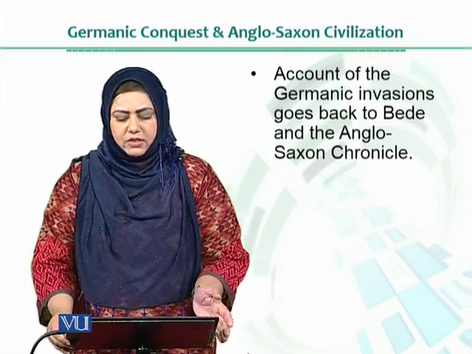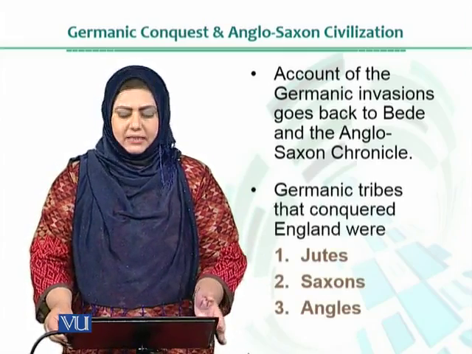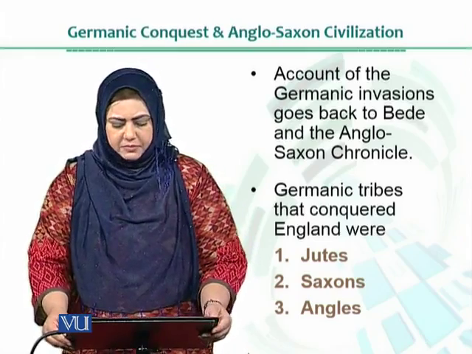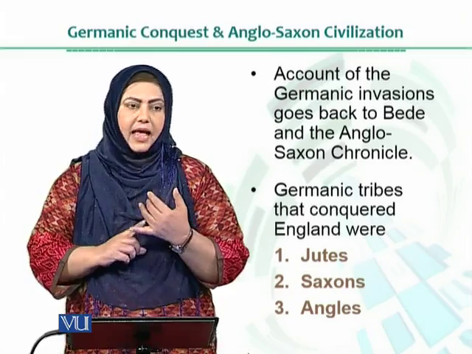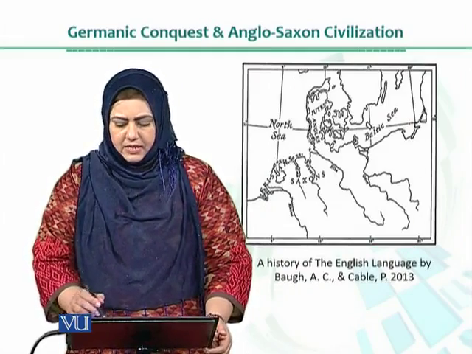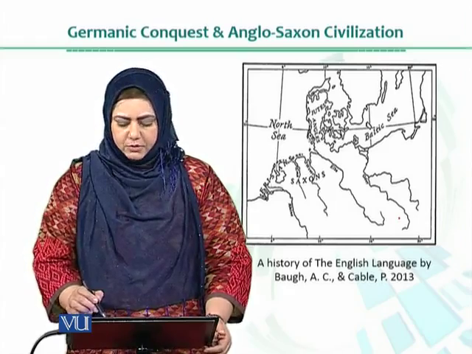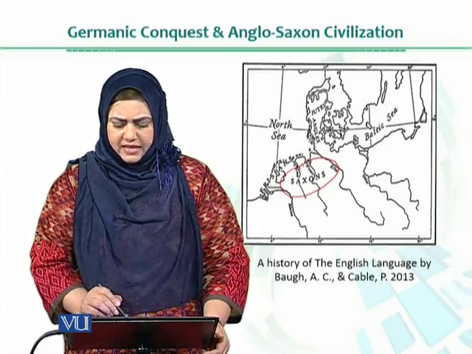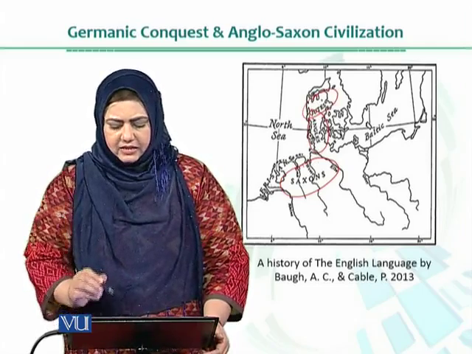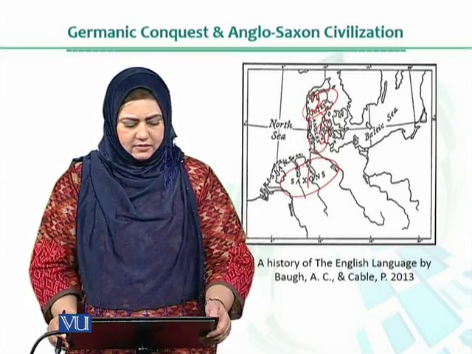The account of the Germanic invasions actually goes back to Bede and the Anglo-Saxon Chronicles. What we understand is that mainly the Germanic tribes that conquered today's England were three types of tribes: Jutes, Saxons, and Angles. My dear students, what I want to show you is this map of the England of those times, when these three types of tribes came here. If you look at the map, you would notice the presence of Saxons here, the Jutes here, and the Angles here. So these were the areas, precisely 1, 2, and 3, where all these tribes came and settled.